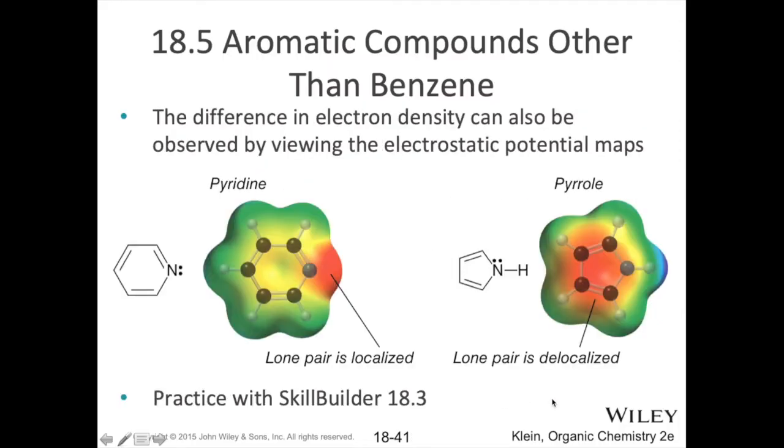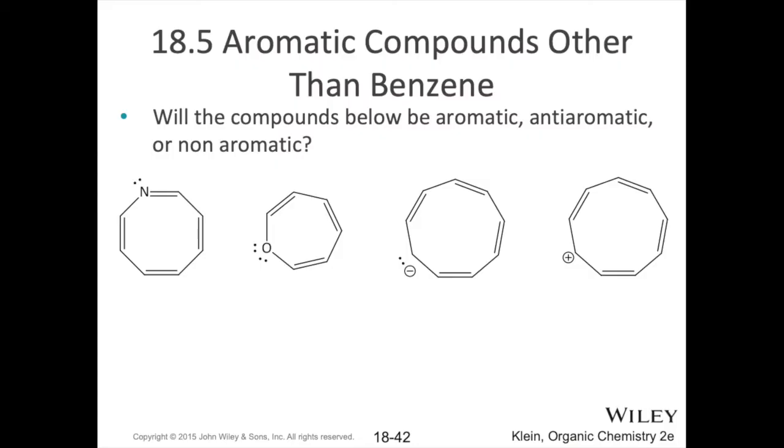All right, you can even see this in electron density maps. In pyridine, if you try to look for that electron density from that lone pair, you'll see that it's over here solely on that nitrogen. Whereas in the case of pyrrole, you can see it's delocalized throughout the ring, as you would expect for an aromatic system with that conjugated pi system. All right, so let's practice this concept. Have a look at these examples and ask yourself for each of these, are they going to be aromatic, anti-aromatic, or non-aromatic?